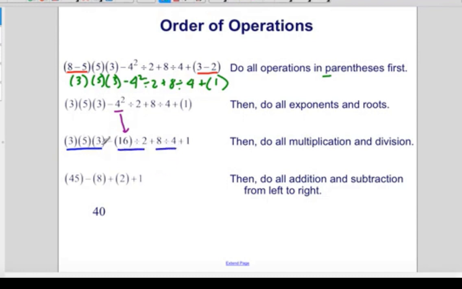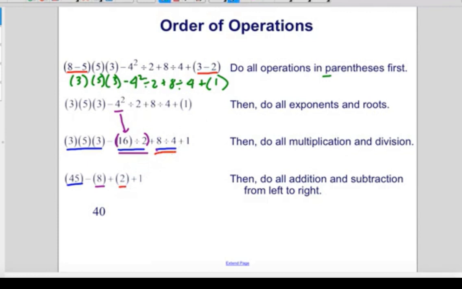So 3 times 5 times 3 is 45, and we have 16 divided by 2, and that's 8. Do you see how this negative sign has remained on the outside of the parentheses? We will deal with that at the end. So for now, we have this done as 8, and we have 8 divided by 4 here. I'll do that in red. And that 8 divided by 4 becomes 2.